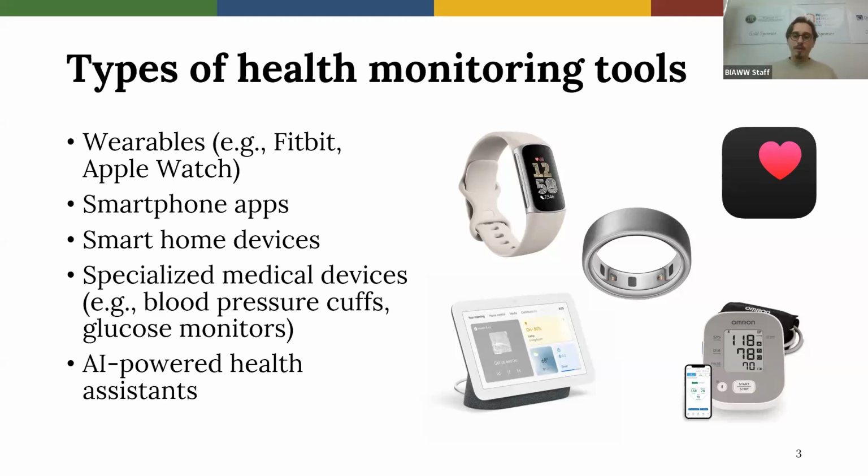One of the most common types of health monitoring tools is a wearable device. So this is something like a smartwatch, which is what I'm wearing, and I have a picture of up on the screen. So this can be things like Fitbits, Apple Watches, Samsung watches, things like that. And more recently, it's also become rings. So there are rings you can wear. So I'll talk about those a little bit later. So there's wearable devices. There are also smartphone apps.